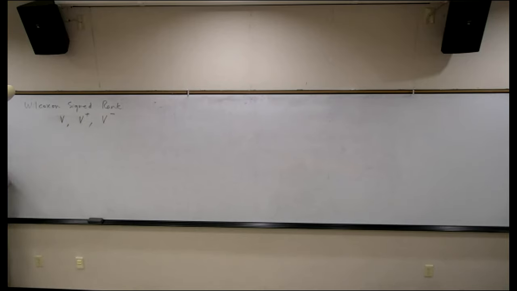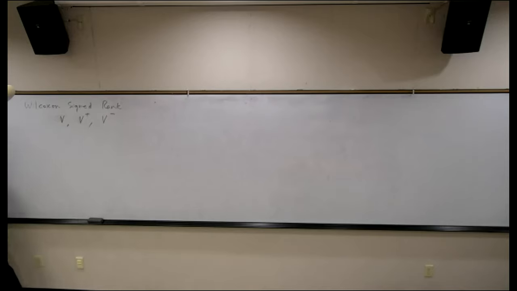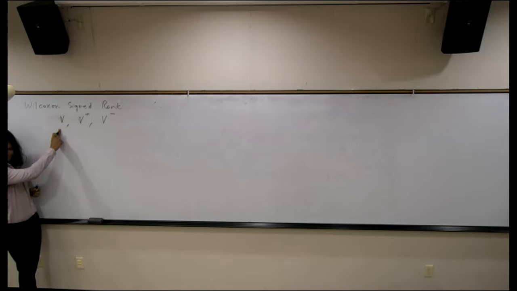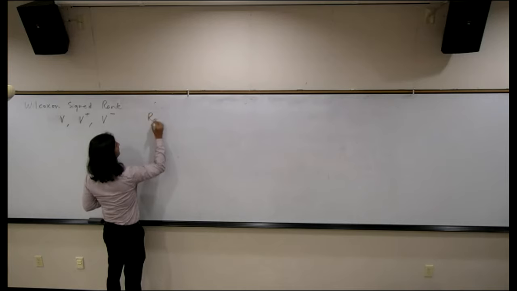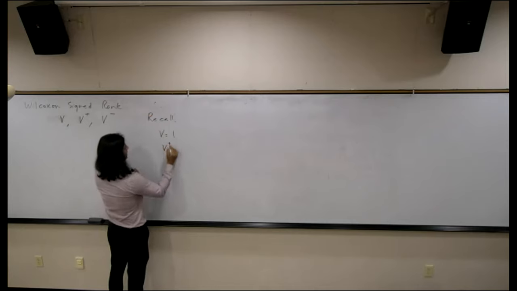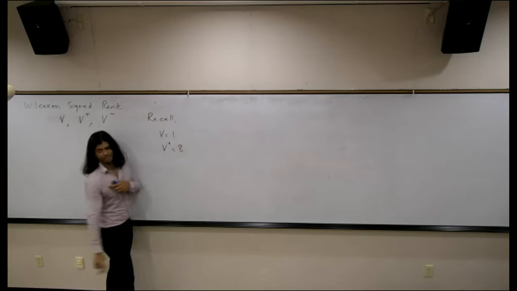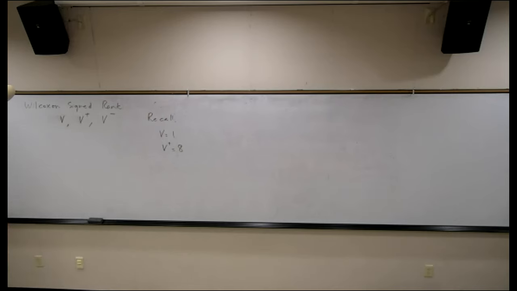When R gives you the test statistic, which one does it give you? V plus. So do keep that in mind, but you can always get V using V plus, V minus, and vice versa. Last time, we had the value of V to be 1. R gave us a value, V plus, which was 8. How do we find V minus?